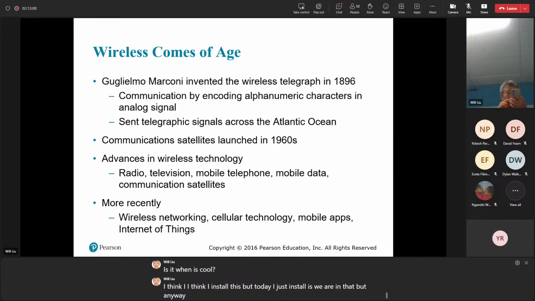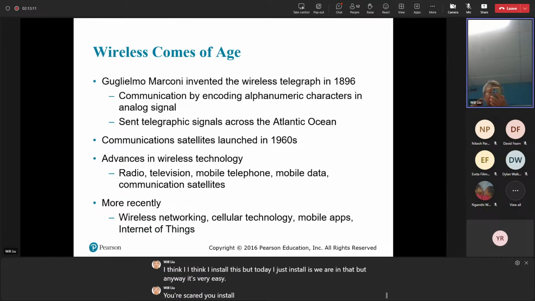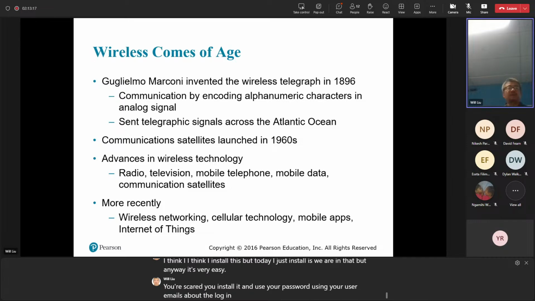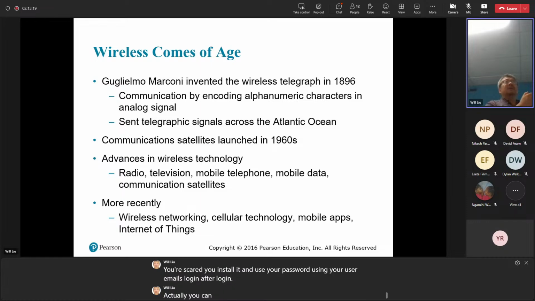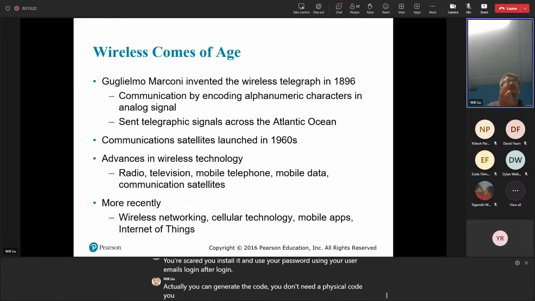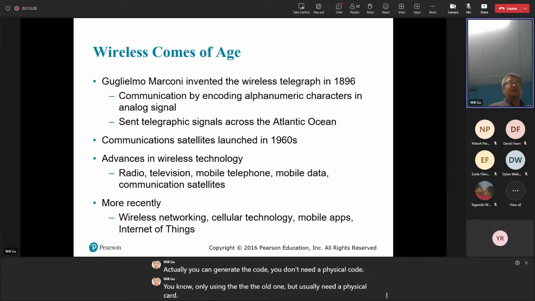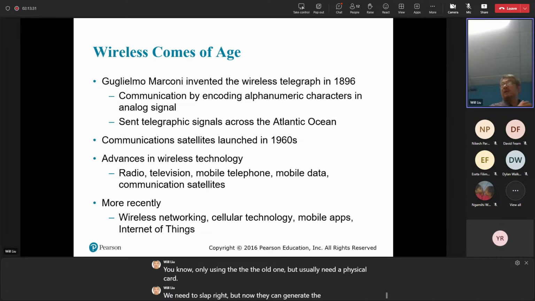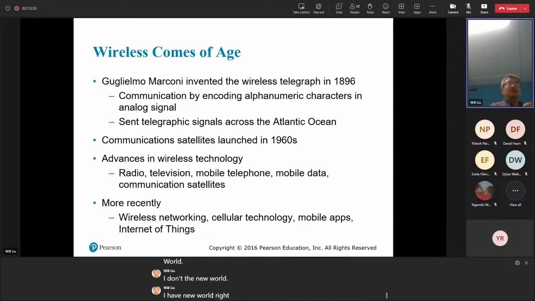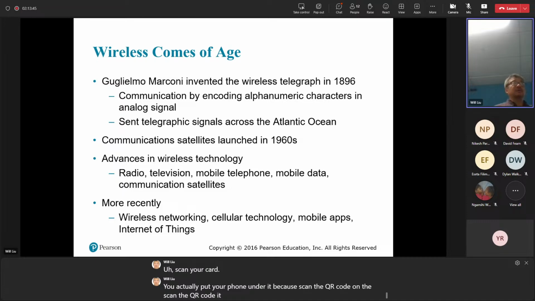But anyway, it's very easy. You scan, install it, and use your password and user email or mobile phone to log in. After login, you can generate the code. You don't need a physical card. When we were using the old one, we needed to swipe a physical card. But now they can generate the code, like a new world. You don't need to scan your card. You put your phone under the scanner and they scan the QR code. When they scan the QR code, it gives you some credit when you buy something. I mean Countdown.